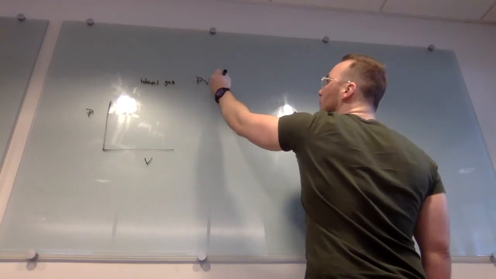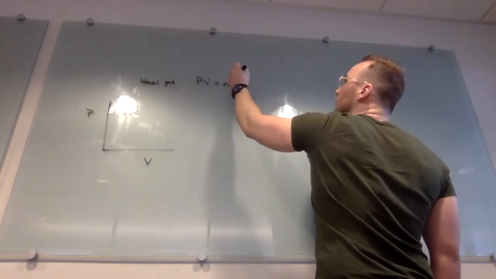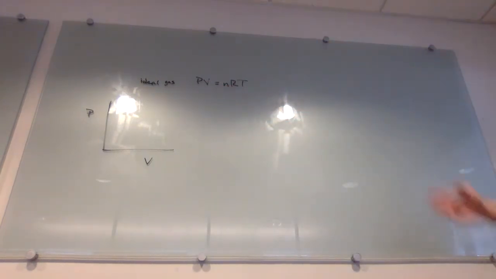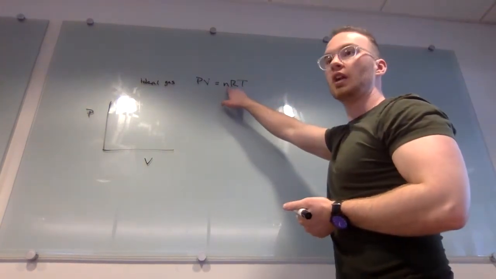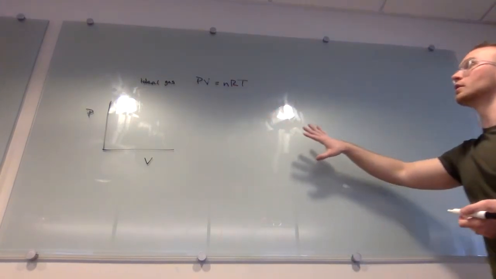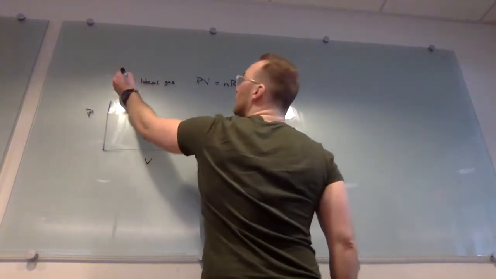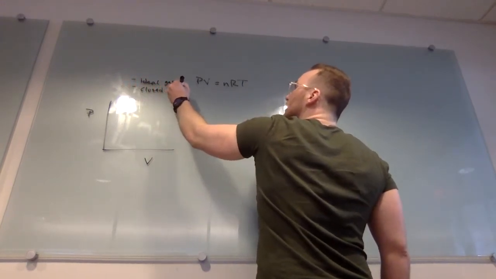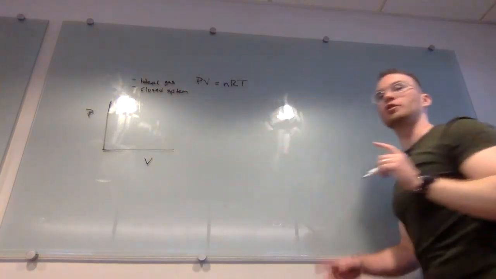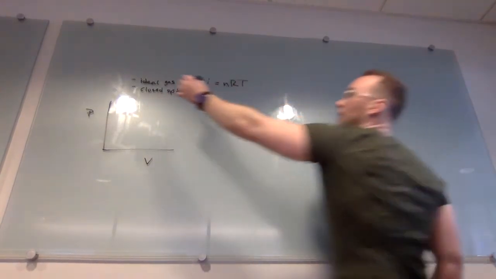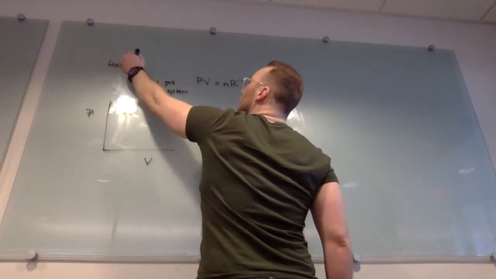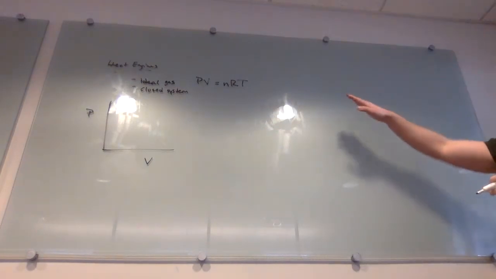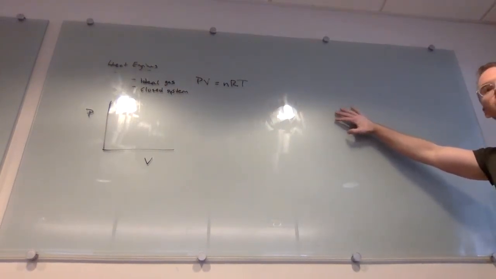That just means that PV equals nRT. Little n is the moles, right? It doesn't actually matter. n and R are never going to change in this. And actually, there's another assumption, which is that it's a closed system. So the two assumptions for heat engines are that there's an ideal gas and that it's a closed system, and it's not an isolated system.